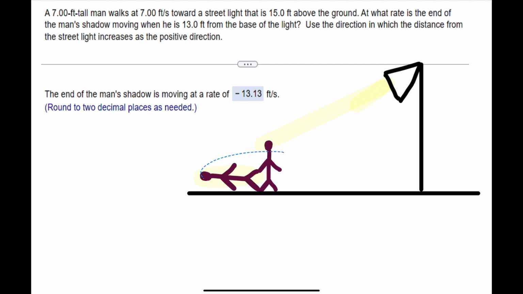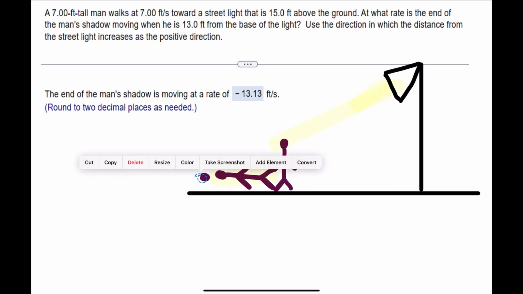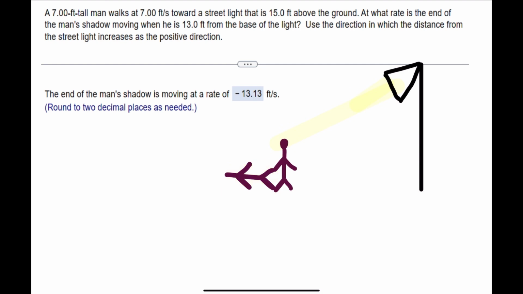So the man moves. Oh, I need his head too. So the man is, I need his head too, don't I? Why do I have so many heads here? Okay. Okay, let's try this one more time.